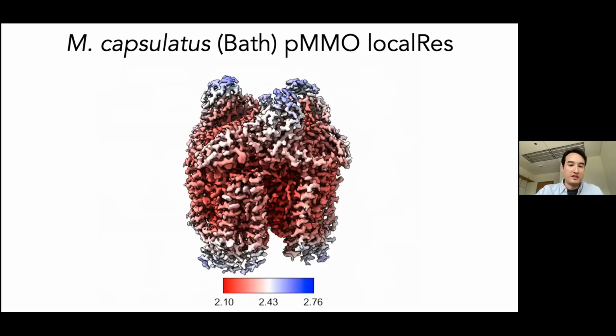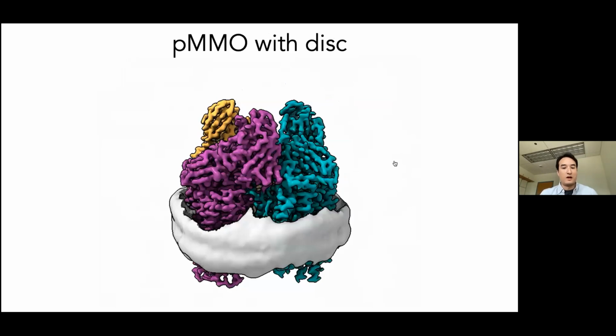Looking closely at the map colored by local resolution using Relion's implementation, you can see that there's not a lot of flexibility in this structure. The flexible regions are really just at the periphery of the enzyme. This structure is highly stable and really well resolved throughout. Next I'm going to walk through the structure and look at how cryoEM was able to tell us really interesting things about the different metal sites, and how it was really important to look at PMMO in its native environment and active species to understand the architecture of the active site.